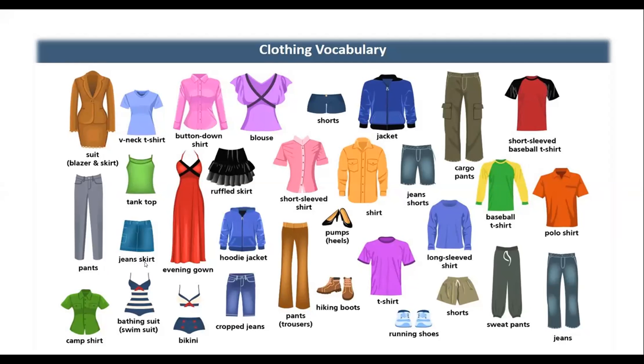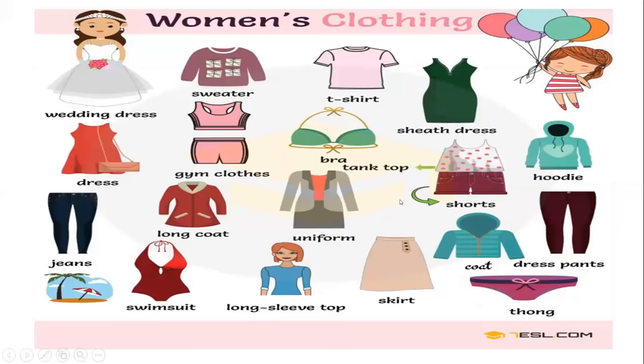So this is a very wide group of clothing. Let me go to the next. Okay, the next is mostly for ladies. We have here the wedding dress, a dress, jeans, swimsuit, long coat, gym clothes, sweater, t-shirt, bra, tank top, shorts, uniform, long sleeve top, skirt, coat, dress pants, thong. In this case, you can call it underwear, right? Underwear, hoodie, sheath dress, and a t-shirt.